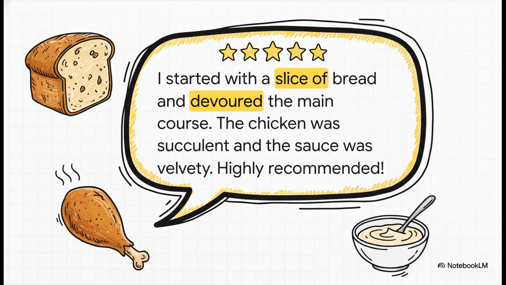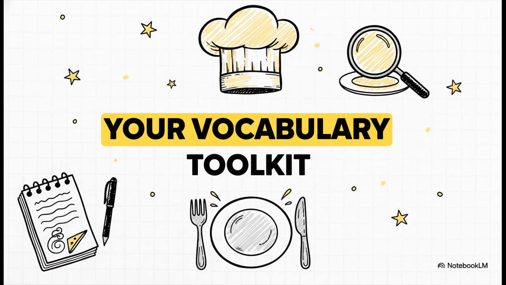And here it is. This is how it all comes together in a final review. See, you've got the partitive, a slice of, the powerful verb, devoured, and those wonderful adjectives, succulent and velvety. It might be a short review, but it's specific, it's powerful, and it definitely makes me want to try that restaurant. And that's really all there is to it.